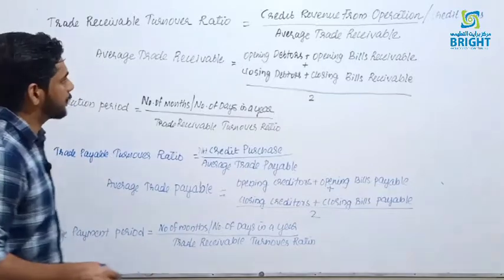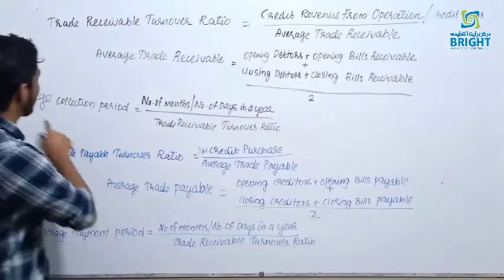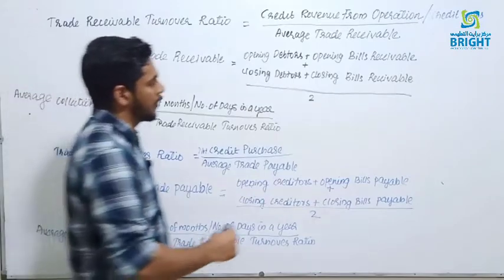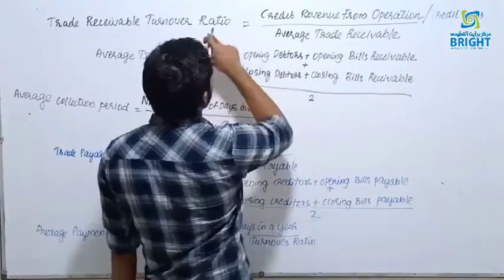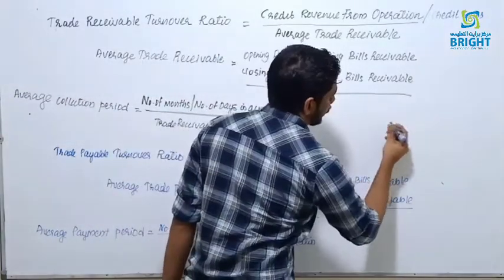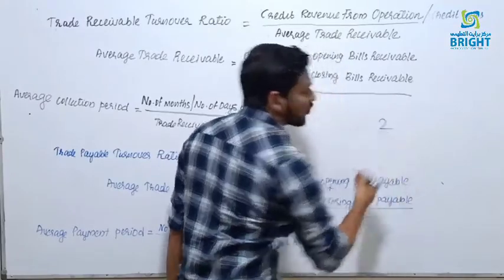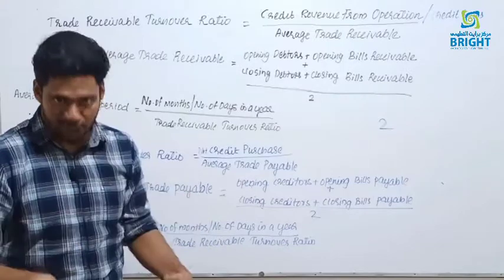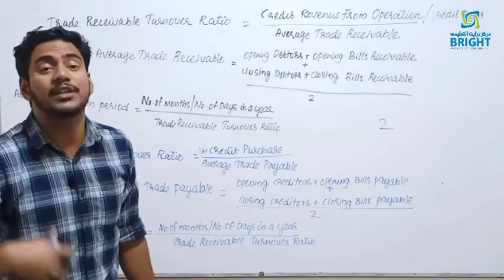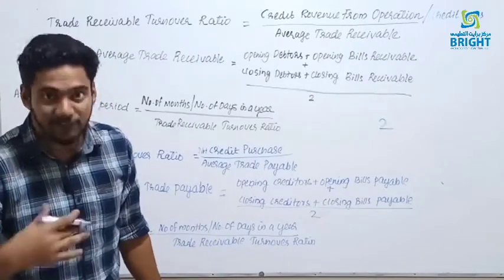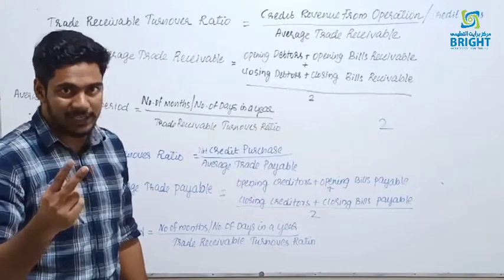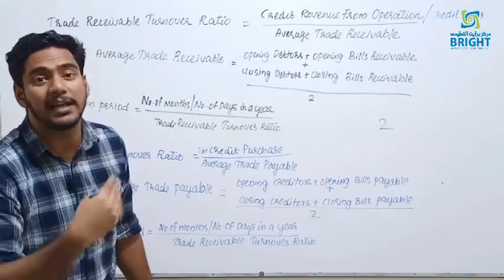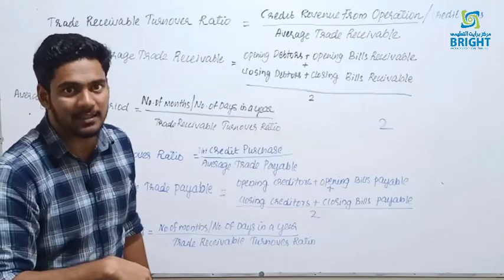Next, from this you can find average collection period also. See, you got trade receivable ratio as 2. Your answer is 2. What does it mean? Every year 2 times you are collecting your debt. 2 times means after every 6 months, on a half yearly basis. So after every 6 months you are collecting your debt back. That is the meaning.